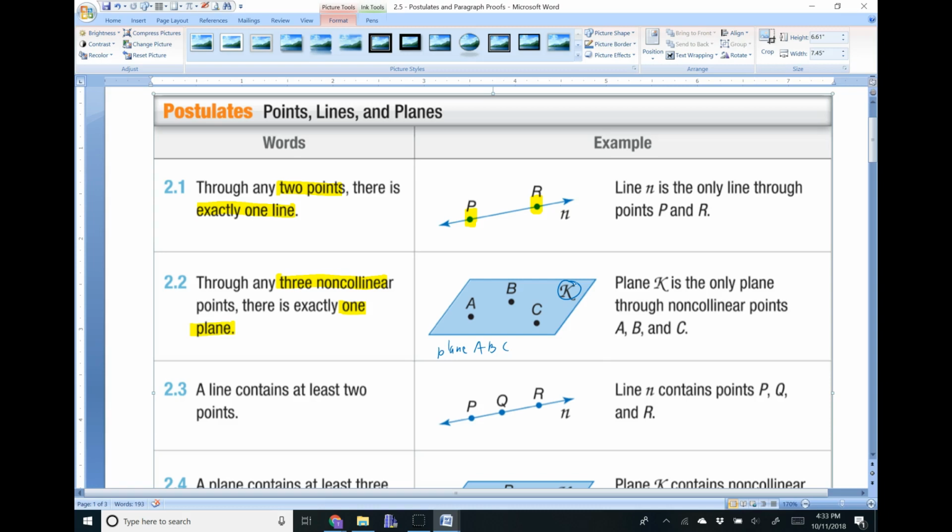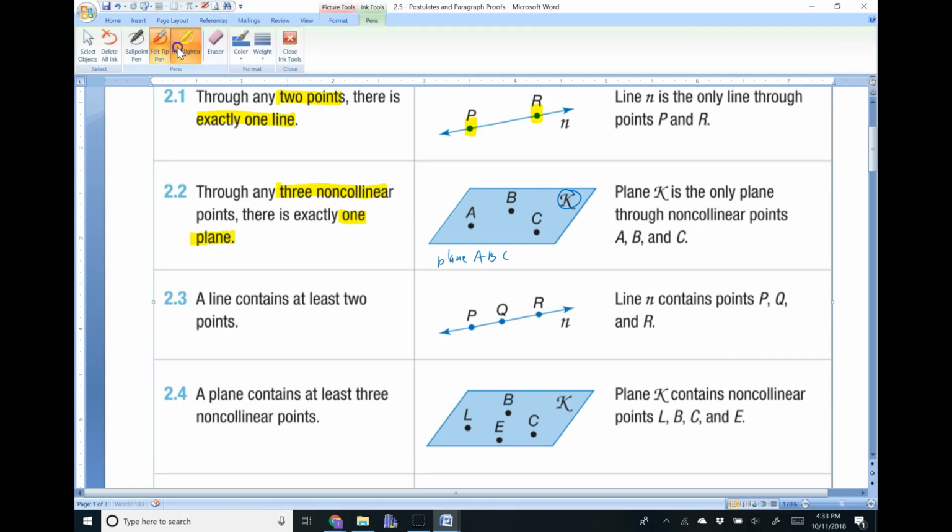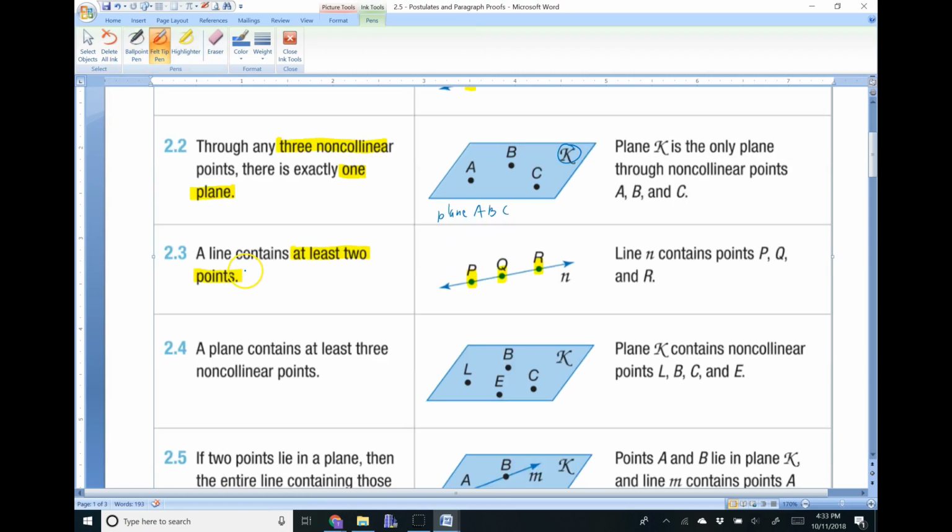Okay. Next one here, postulate 2.3, a line contains at least 2 points. So that means 2 points or more, right? So you see here we have 3 points, P, Q, R. So as long as it has two or more, it could be on the same line. It also could be not on the same line too. We'll talk about that later. 2.4, a plane contains at least 3 non-collinear points, right? At least 3 non-collinear, so 3 or more.